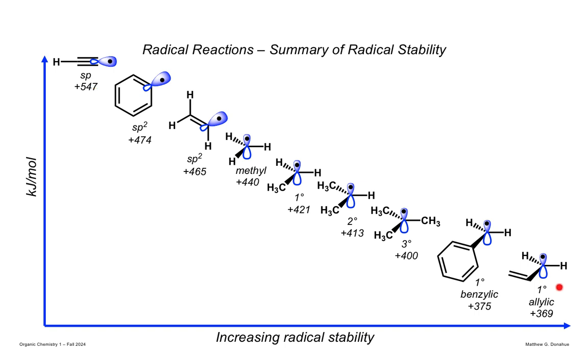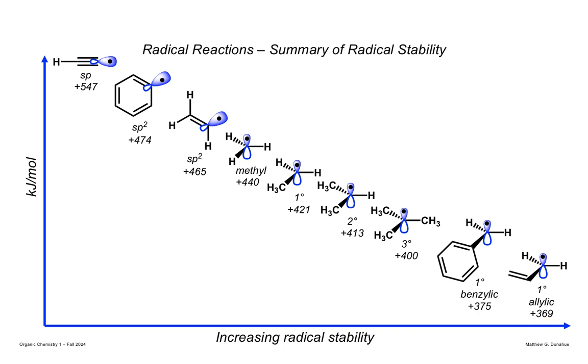And then let's look all the way to the right here. That carbon is sp2 hybridized, but the radical exists in a p orbital. So that's the normal situation. And its energy is plus 369. So again, if you're thinking you're starting at 0 and you go up, that's the first number you would hit.